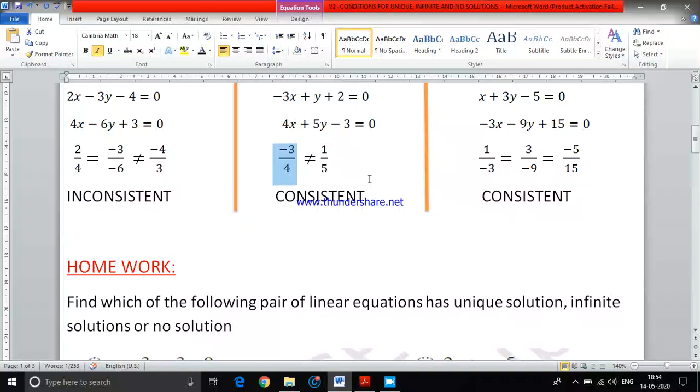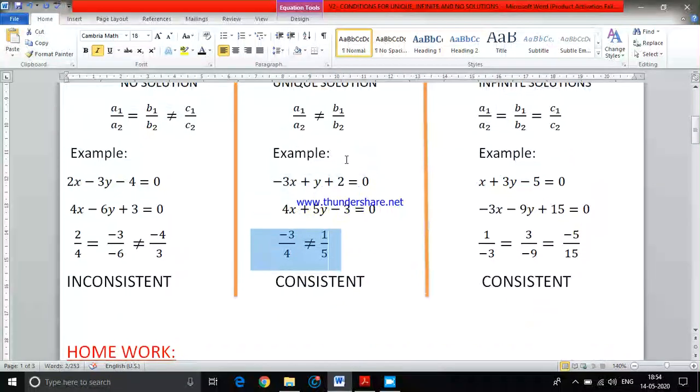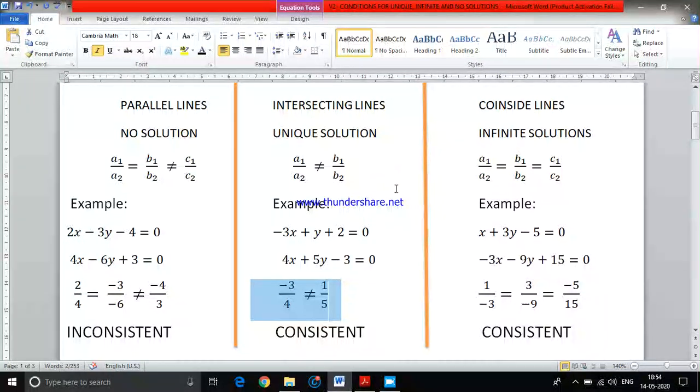Do you think minus 3 by 4 is equal to 1 by 5? Obviously they are not equal. So hence a1 upon a2 is not equal to b1 upon b2. This is the condition, a1 upon a2 is not equal to b1 upon b2, which means a unique solution.